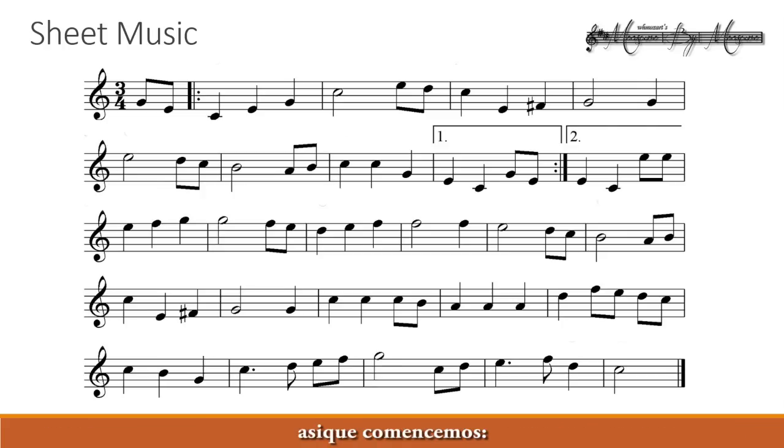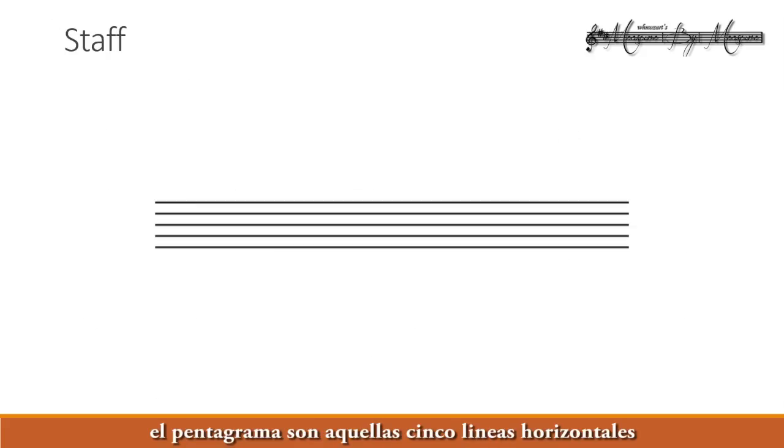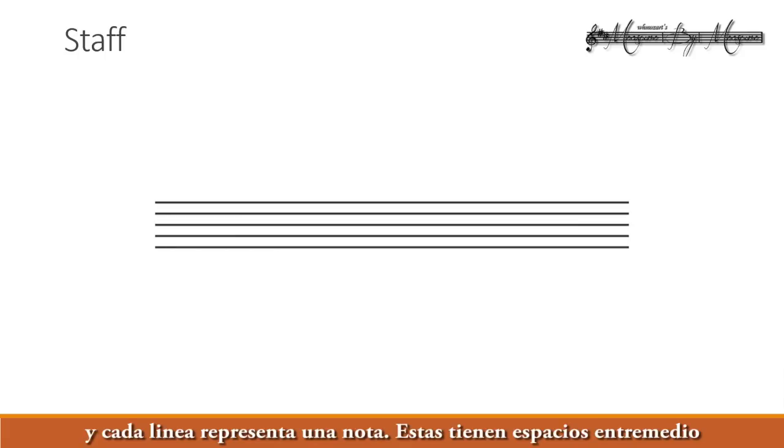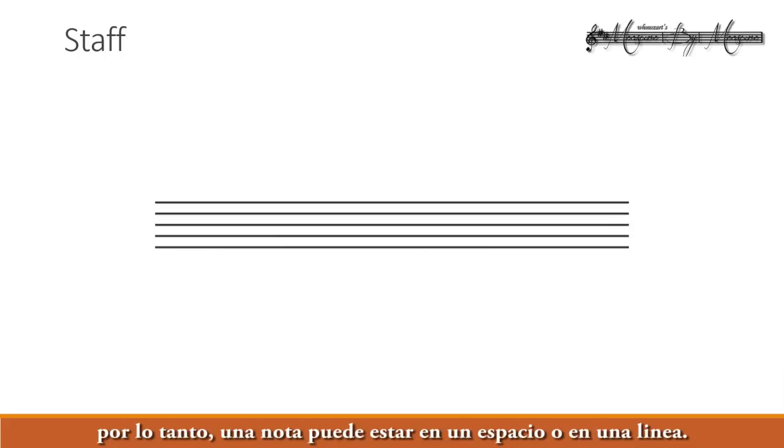So let's get started. The basic of the basics is the staff. The staff are those 5 horizontal lines, and each line represents a note. It has spaces in between, and those spaces are notes as well. So a note can be on a space or on a line.